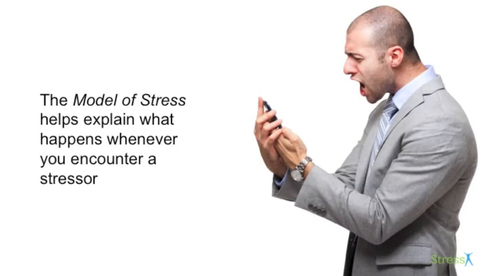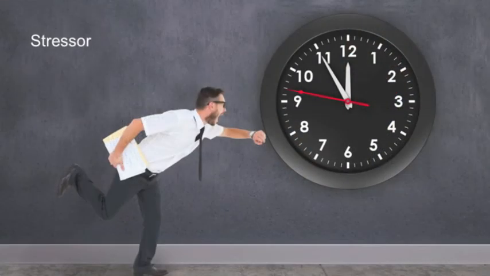These components very closely resemble what's called the model of stress, and help explain what happens whenever you encounter a stressor. First, you encounter a stressor or a life event: running late, getting stuck in traffic, wanting to confront an idiot boss, giving a presentation in front of a large group of people, losing your car keys, getting into an argument with someone, having to take a very difficult test, not being able to pay your bills, being overweight, or living with another chronic health condition, etc.